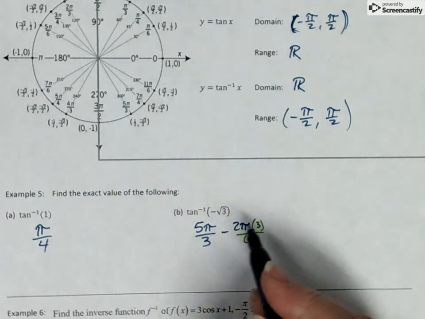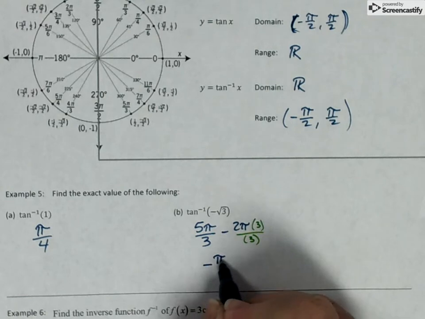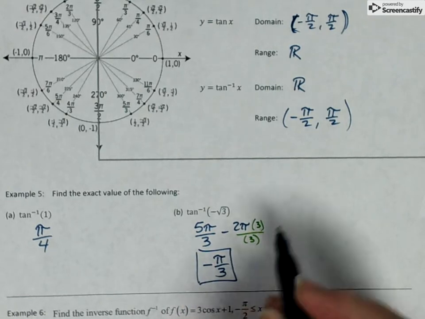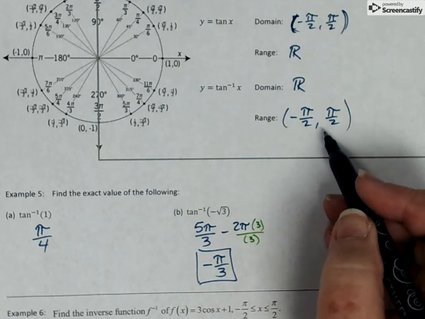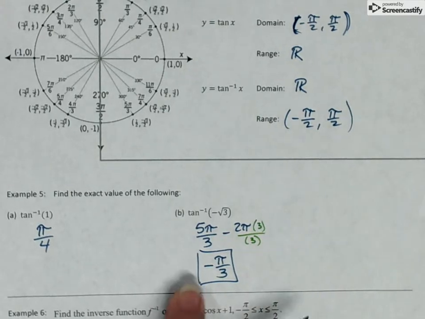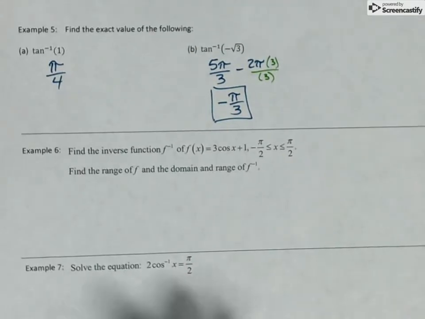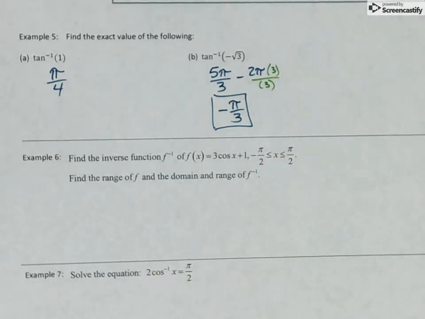And 5 minus 6 pi is negative pi over 3. And negative pi over 3 is in the correct output, and it's in the correct quadrant, so that's the answer to our problem. Well, what if we had a problem that asked us to find just the inverse? I don't want you to solve it, I just want you to find the inverse.